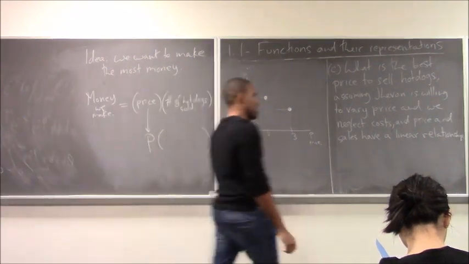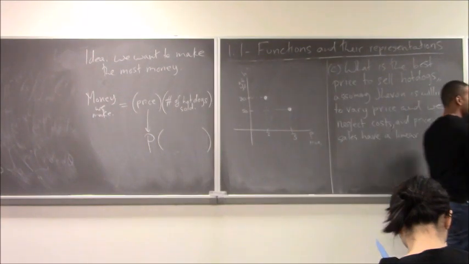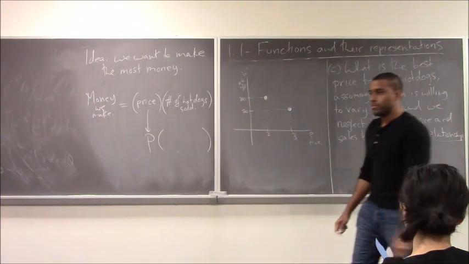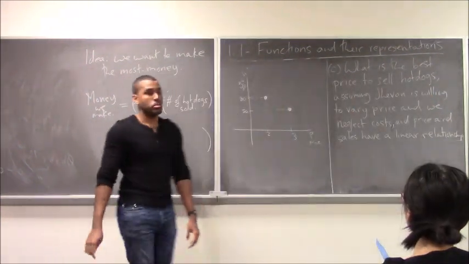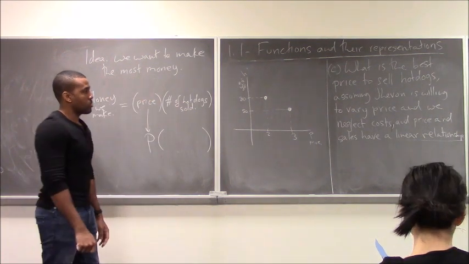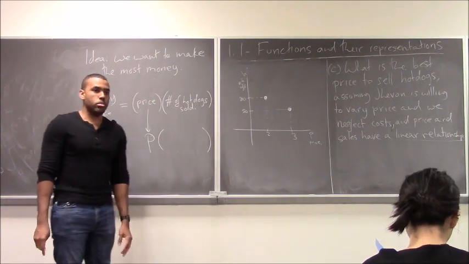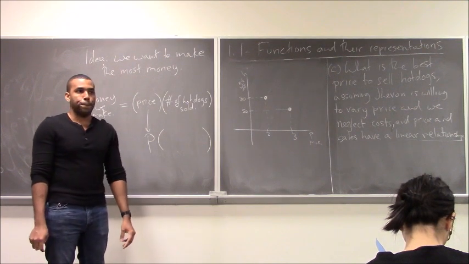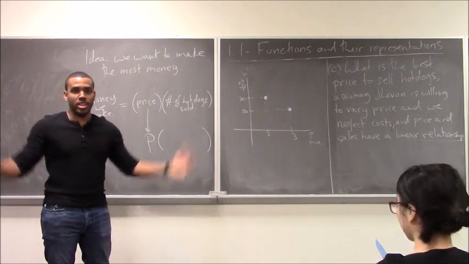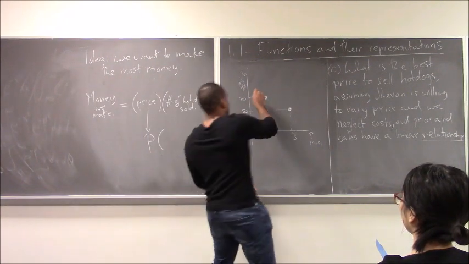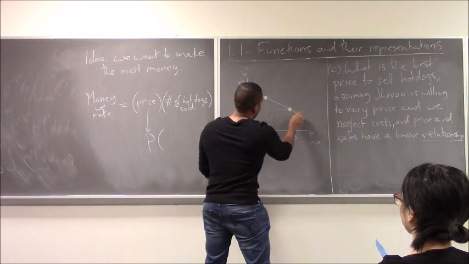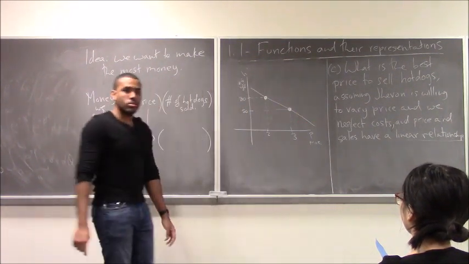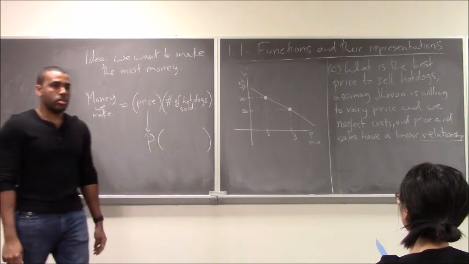But then I have reason to believe they have a linear relationship. What do you think that means? The slope is the same. In terms of a graph, what would it mean? If I say something has a linear relationship. It's a line. It's a straight line. These points are connected by a straight line.